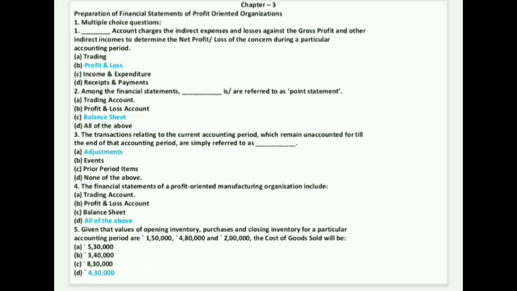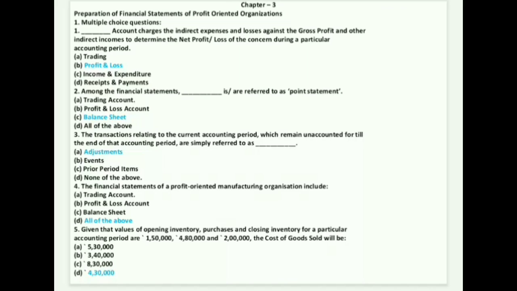The third is the transactions relating to the current accounting period which remain unaccounted for till the end of that accounting period are simply referred to as what? Options are adjustment, event, period time, none of the above. So the correct option is adjustment.